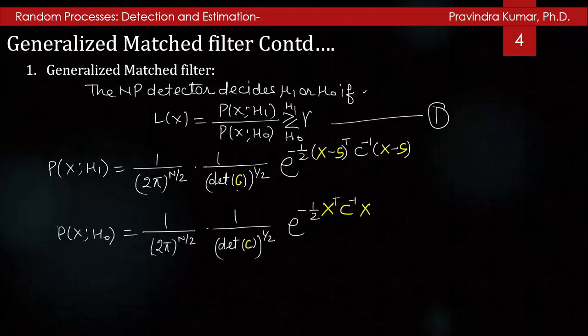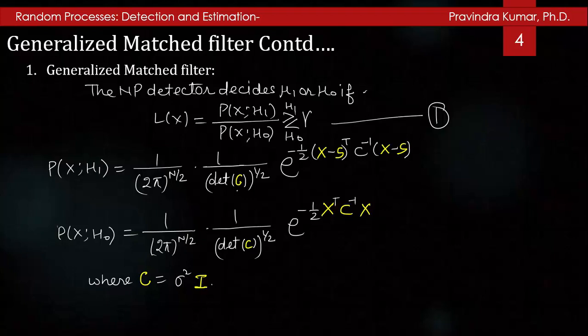And the PDF under hypothesis H0 will be 1 by (2 pi) to the power n by 2 into 1 by square root of the determinant of the covariance matrix into e to the power minus 1 by 2 x transpose C inverse x, where the covariance matrix C is equal to sigma square times the identity matrix.